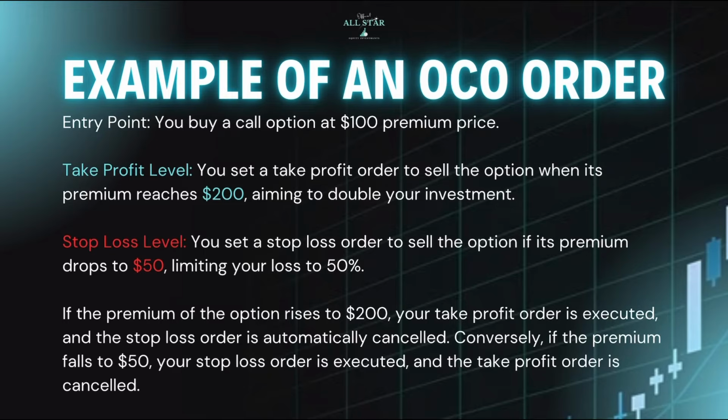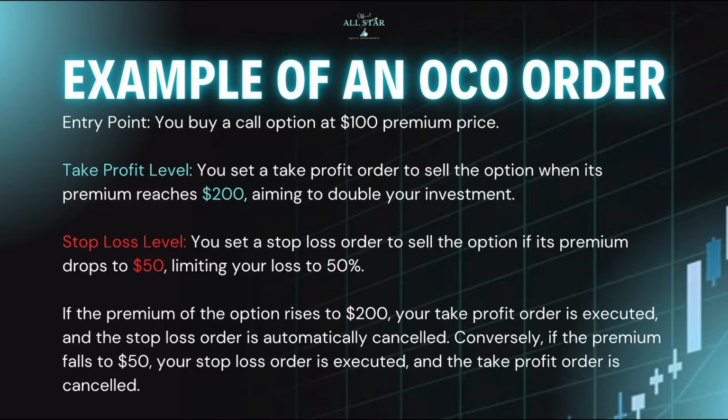An example of an OCO order is if you were to purchase a call option set at a premium of $100. In the advanced order, if you set the take-profit target at $200, you're aiming to double your money. If you set a stop-loss at $50, you're limiting your loss to 50%. Which I will say is too high since you shouldn't risk 50% on a trade, but this is just an example.